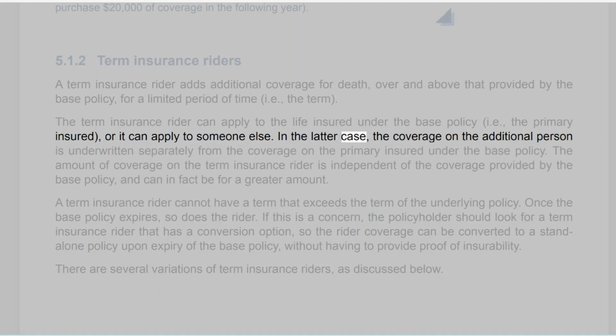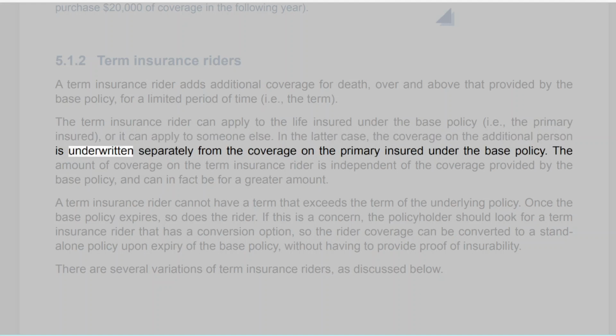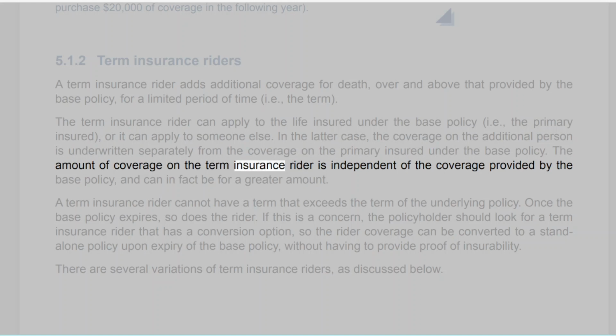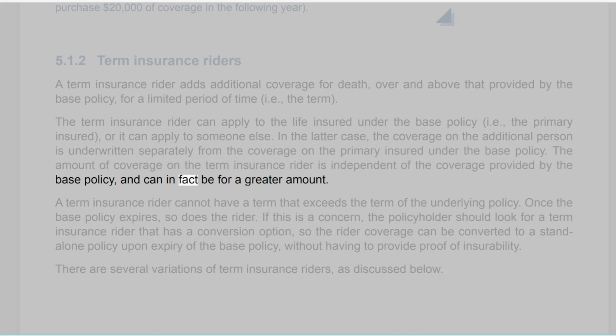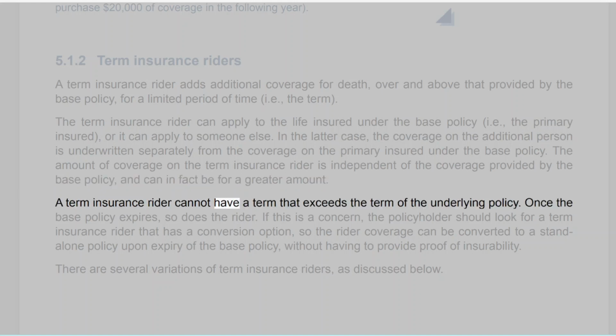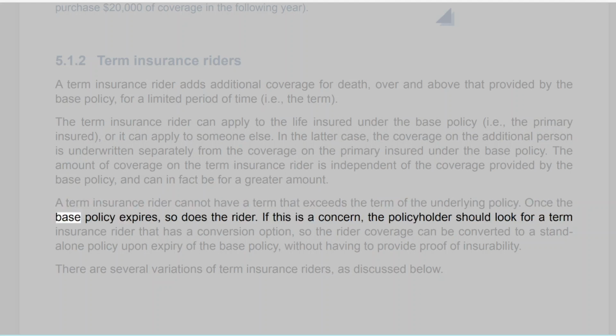In the latter case, the coverage on the additional person is underwritten separately from the coverage on the primary insured under the base policy. The amount of coverage on the term insurance rider is independent of the coverage provided by the base policy, and can in fact be for a greater amount. A term insurance rider cannot have a term that exceeds the term of the underlying policy. Once the base policy expires, so does the rider.